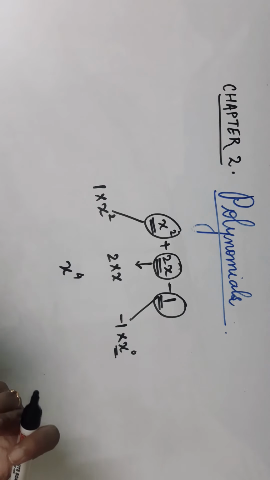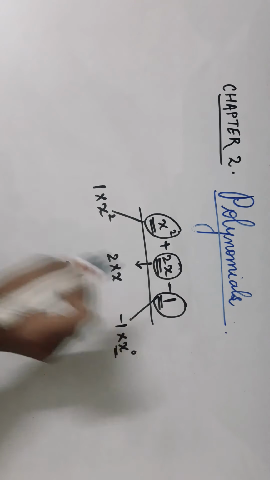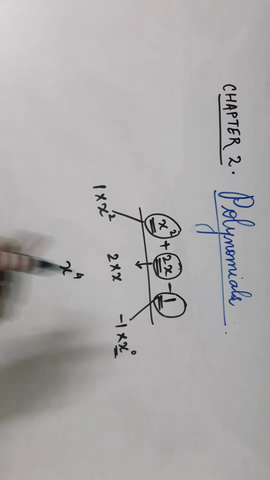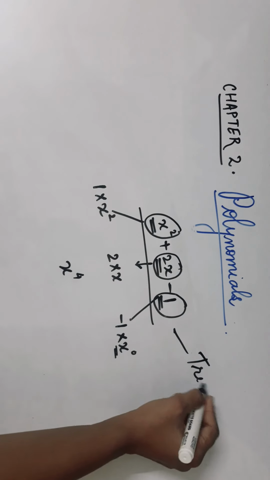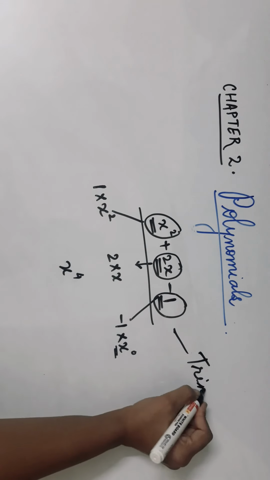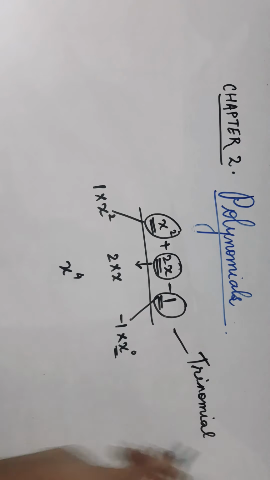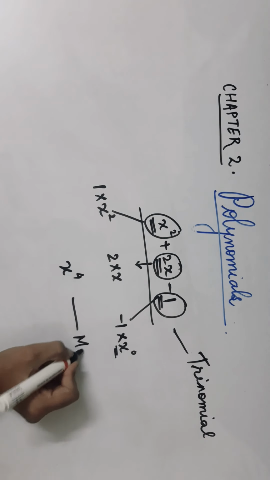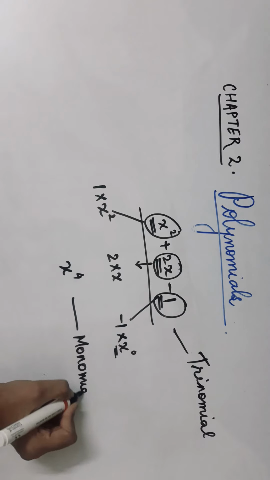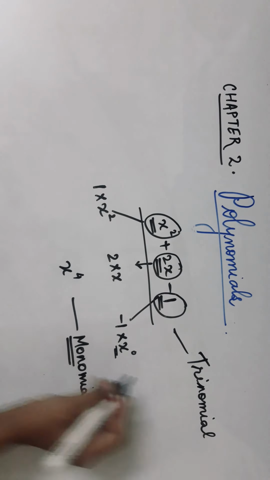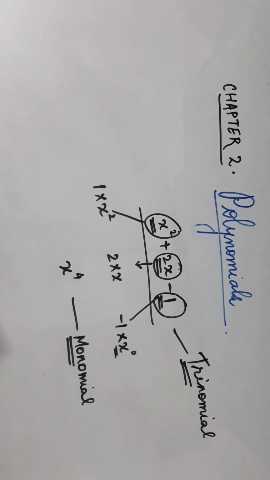You simply have to count the terms, how many terms are there in the polynomial. Now in this polynomial how many terms are there? 1, 2, 3. So it is a trinomial. Here how many terms are there in this polynomial? Single term, so it is a monomial. Mono means what? Single. Tri means what? 3.